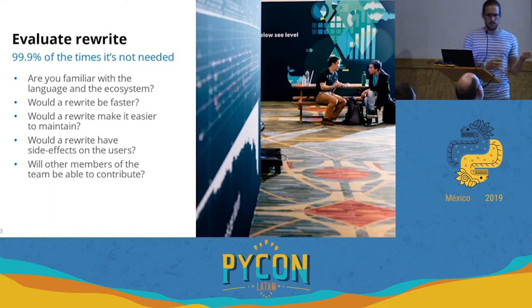The first one is, are you familiar with the language and the ecosystem? If someone comes to you and gives you a bunch of Ruby code and says you've got to modify your software, ask yourself how familiar you are with the language and with the entire ecosystem. If the answer is absolutely nothing, like I have no clue what is happening here, that's a good sign that you might want to rewrite it or just not sign up for the job, right?